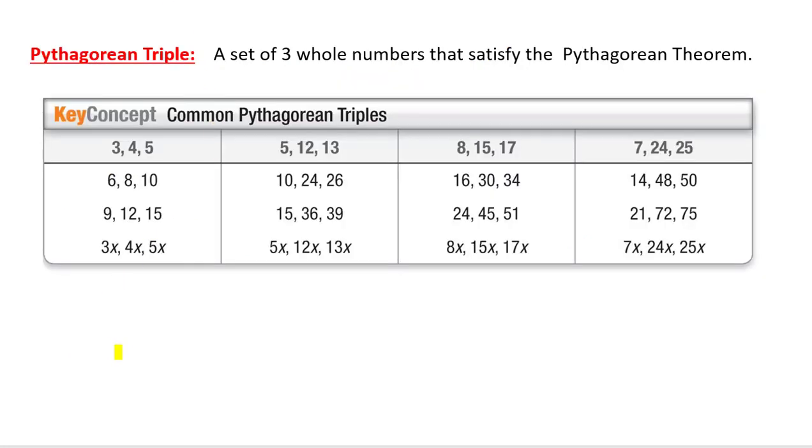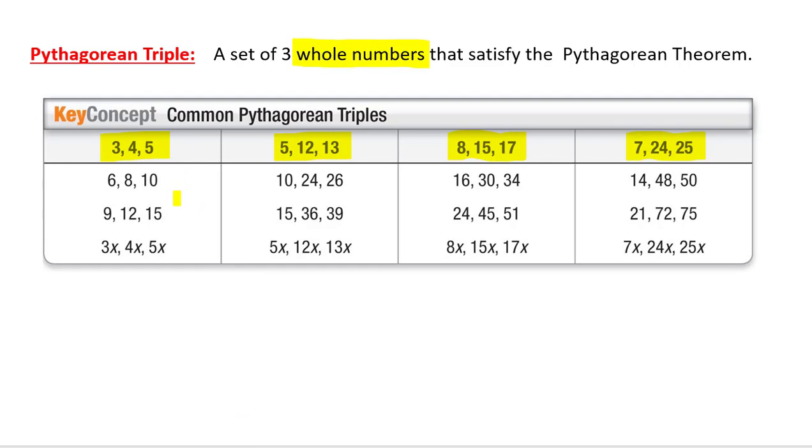Okay, Pythagorean triples. A Pythagorean triple is a set of 3 whole numbers. Okay, so 1, 2, 3, 4, 5, 6, 7, 8, 9, 10, and so on are whole numbers that satisfy our Pythagorean theorem. 3, 4, 5 is a very common Pythagorean triple for us. 5, 12, 13, very common Pythagorean triple. 8, 15, 17, 7, 24, 25.